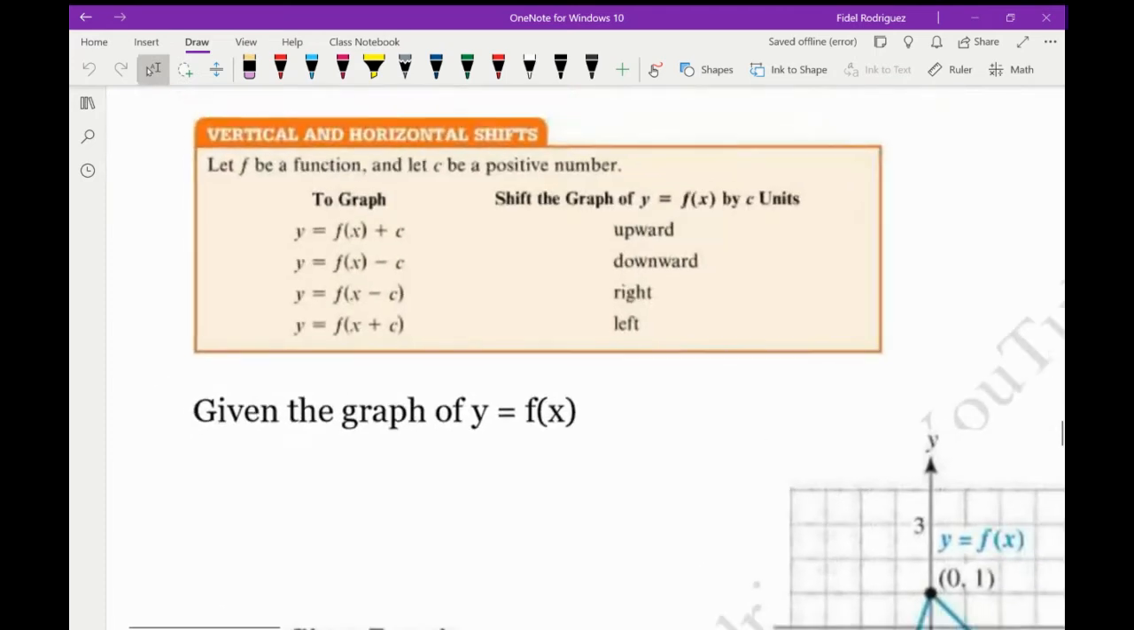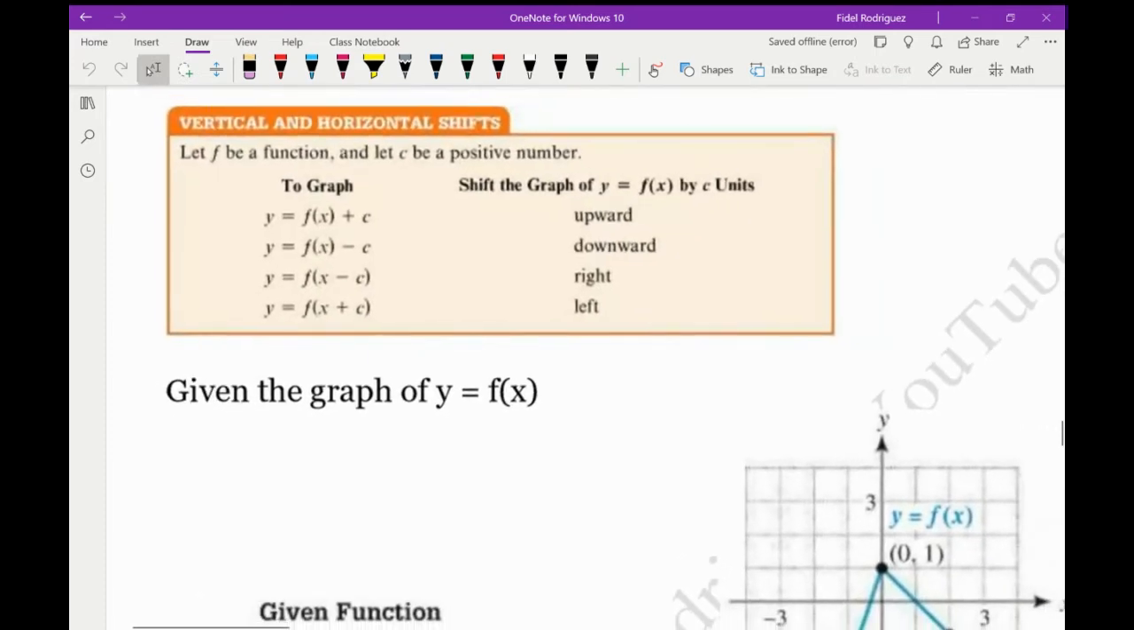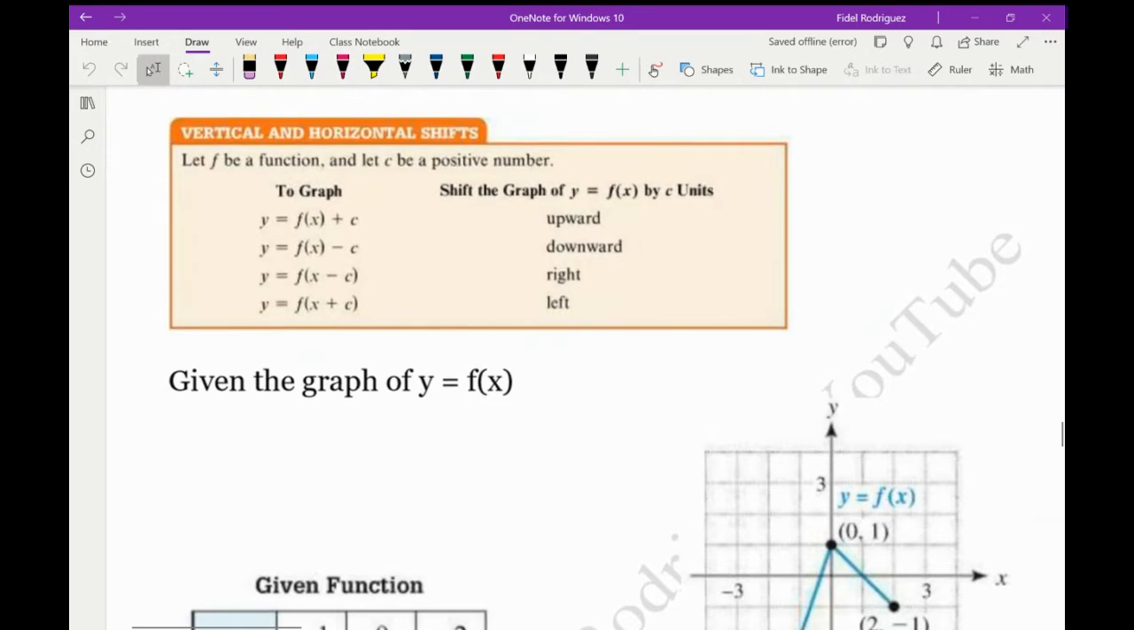First thing I'm going to do, I'm going to zoom in a little bit, because the first thing we're going to talk about are these things called vertical and horizontal shifts. The way we know whether we're going to be shifting the graph vertically, which means up and down, or horizontally, which means left and right, is by looking at where the shift is coming into play.